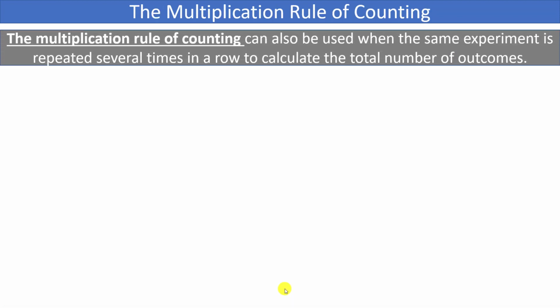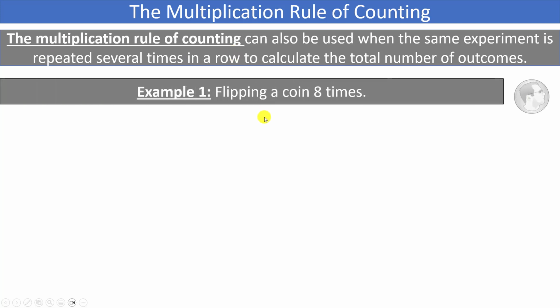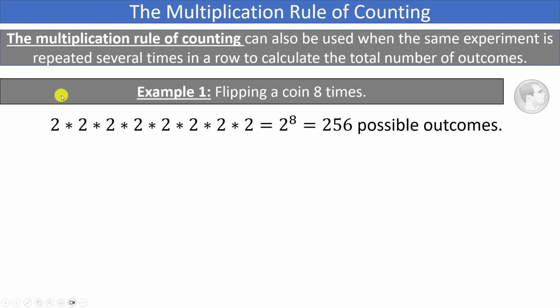Sometimes you might want to repeat the same experiment over and over again and calculate the total number of outcomes. This would be another application of the multiplication rule of counting. Here's an example. Let's say we are flipping a coin 8 times. On each flip of the coin, there are 2 outcomes. So the first event is flipping the coin, either heads or tails. The second event is flipping the coin again, either heads or tails. And we really have this 8 different times. So we have 8 different events, and each event has 2 different outcomes.